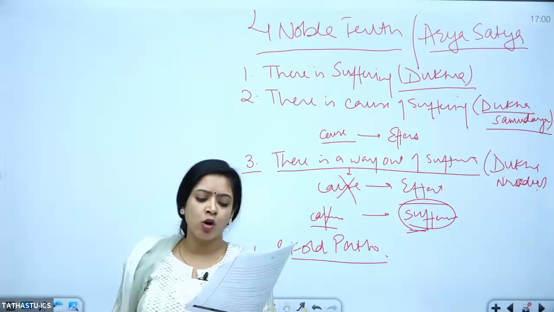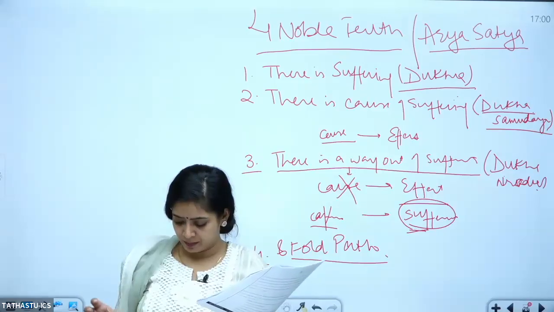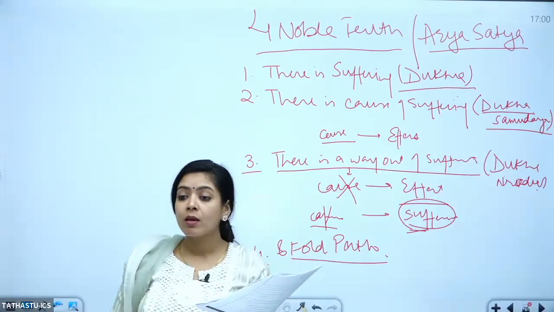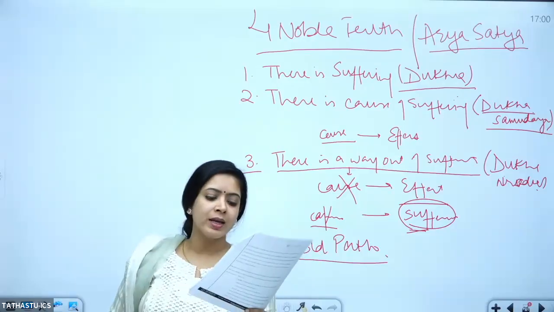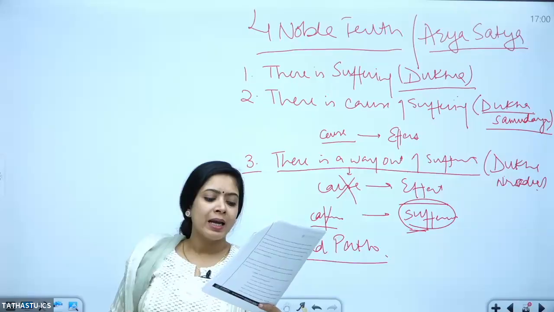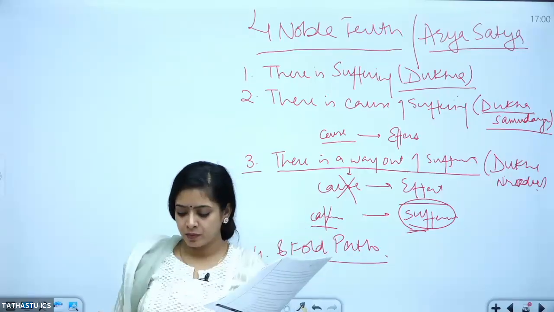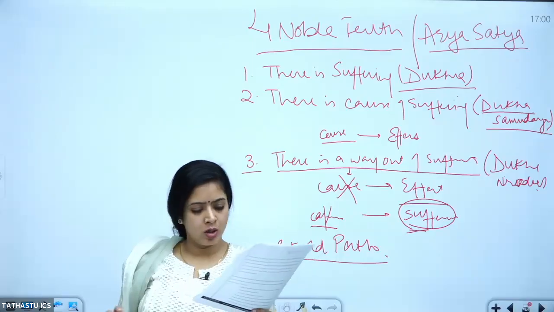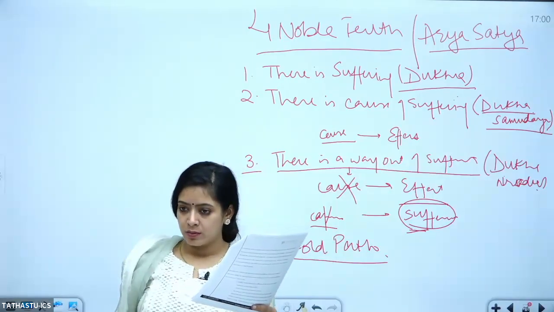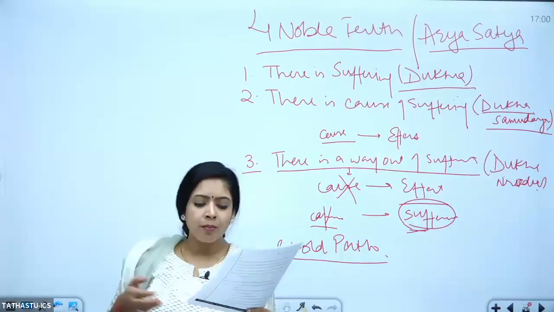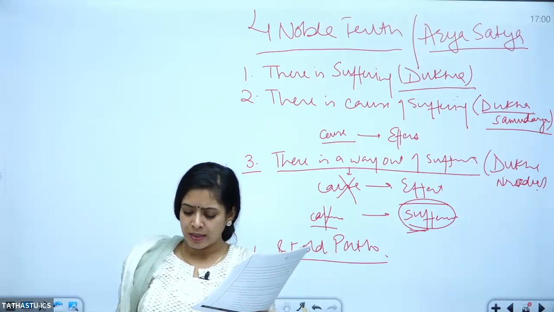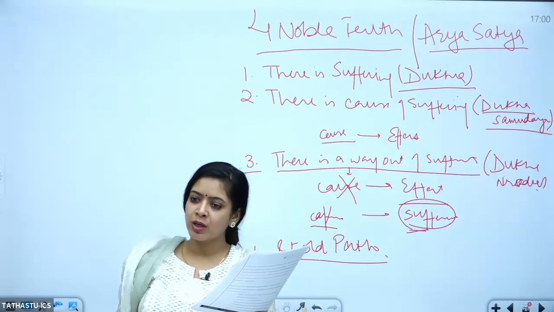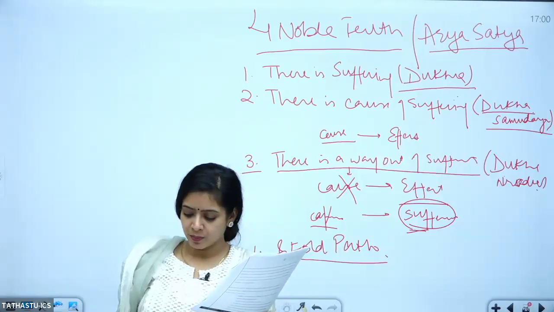Buddhism is a heterodox. Heterodox means not accepting the authority of Vedas. And atheistic. Atheistic means not believing in God. ये तो हमने बोला है ना. Buddha is not concerned about these things. So we have interpreted his theory as all of these things.